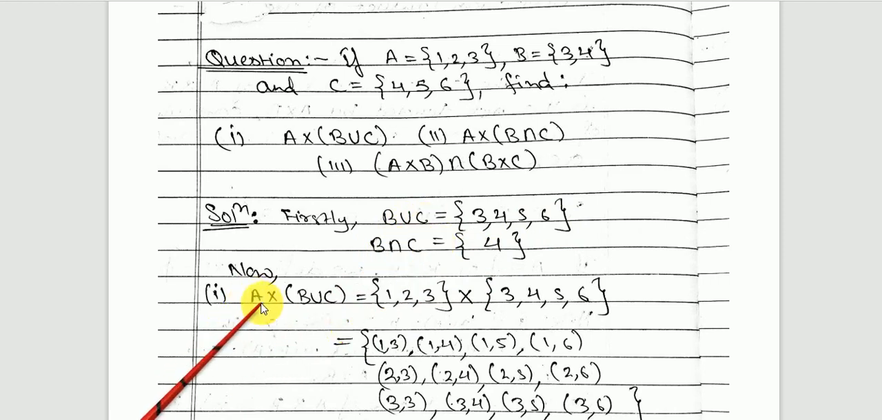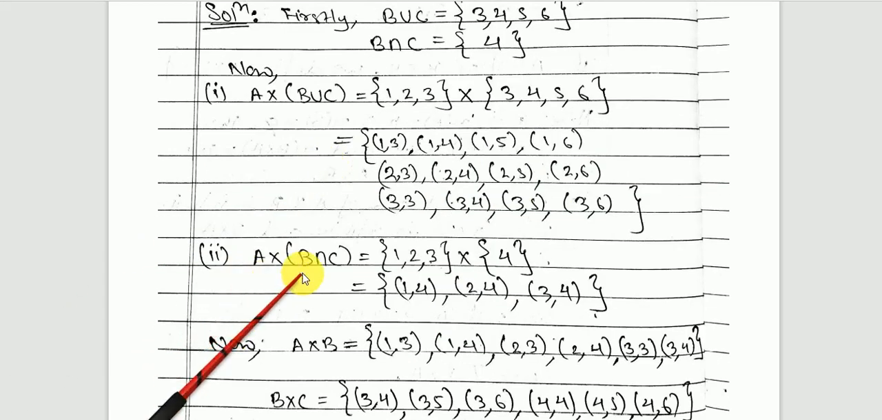Now the first one is the Cartesian product of A and B union C. So A is this, then Cartesian product cross, and then B union C is this. Now find the ordered pairs. So 1 comma 3, 1 comma 4, 1 comma 5, 1 comma 6. Then 2 comma 3, 2 comma 4, 2 comma 5, 2 comma 6, then 3 comma 3, 3 comma 4, 3 comma 5, 3 comma 6. So these will be the ordered pairs of this Cartesian product.